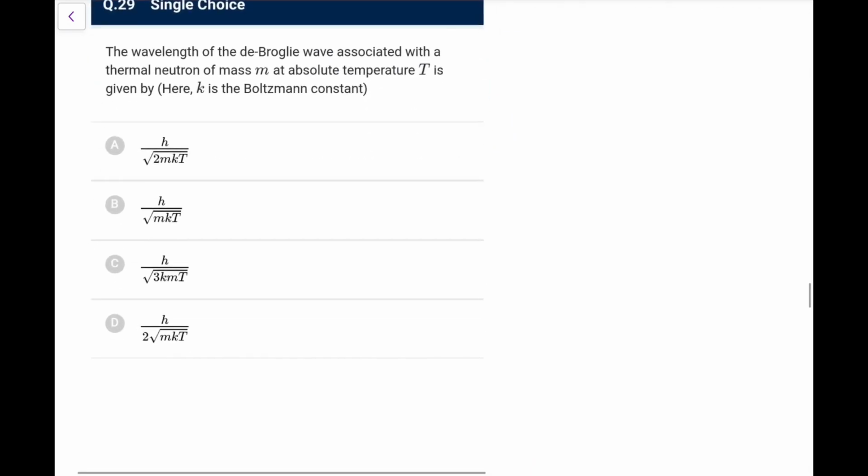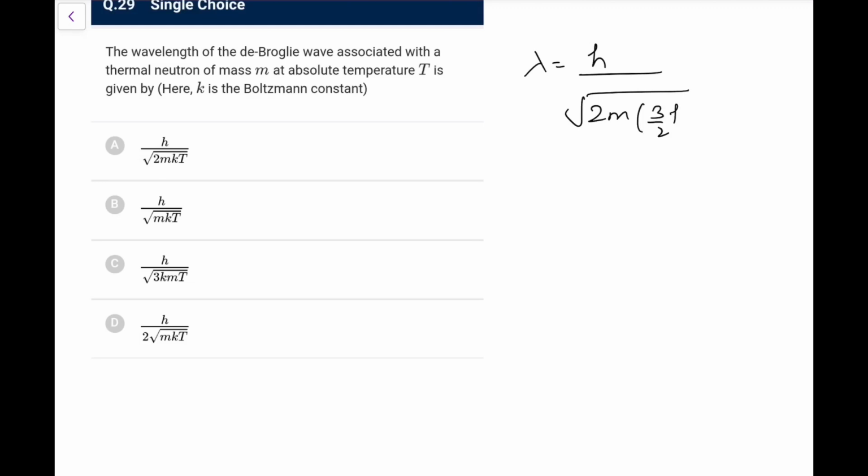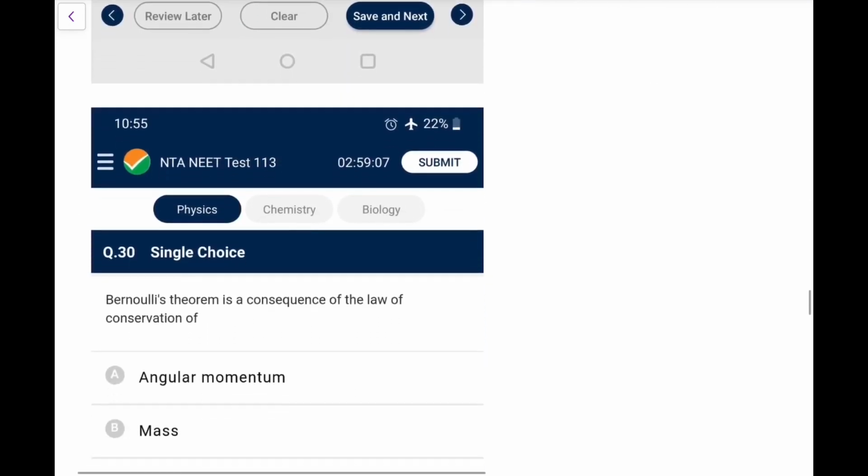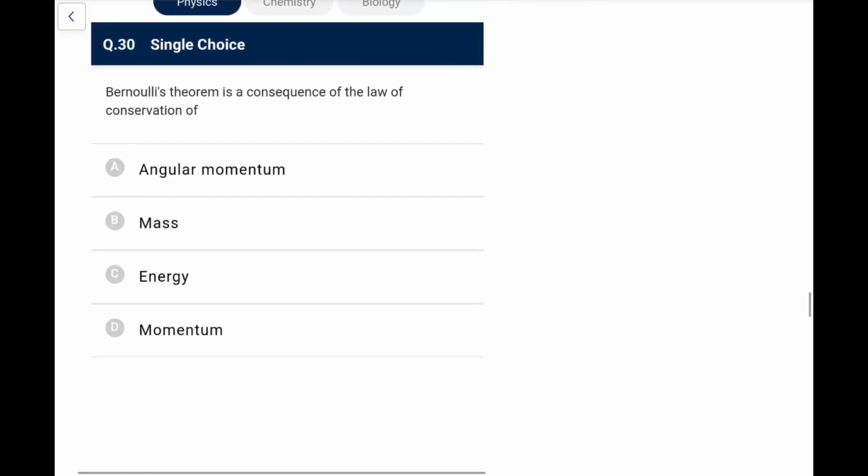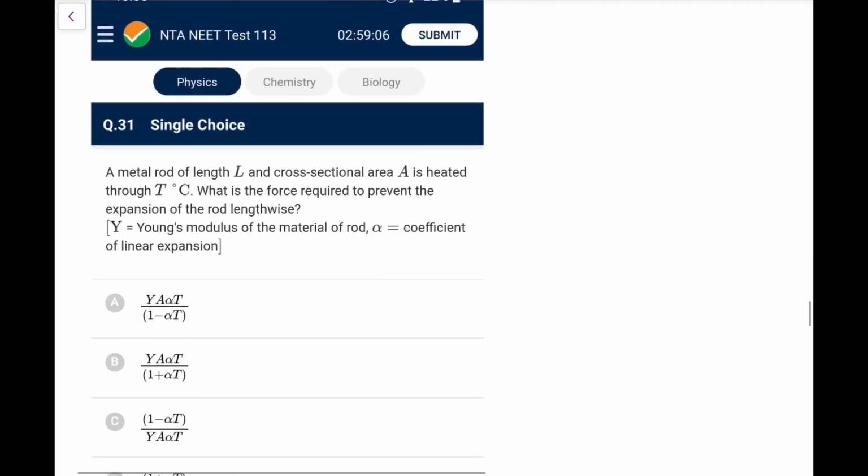The wavelength of the de Broglie wave associated with a thermal neutron of mass m at absolute temperature T is? You know, lambda is h by mv, which is h by root 2 mE, and E, for thermal motion, is 3 by 2 kT. So you can directly make it out. This is option C, an easy one for you. Next one, Bernoulli's theorem is a consequence of the law of conservation of energy. That's a very easy one.